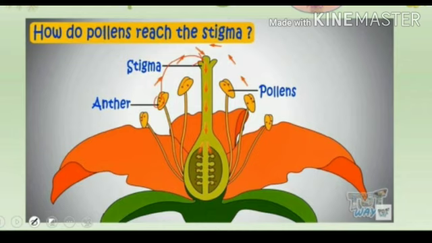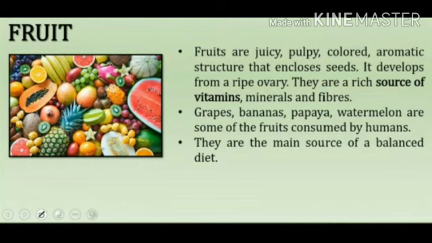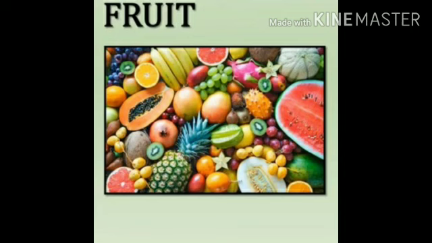Now, the last one is fruit. We will see in detail. Each fruit has its own specific characteristics. The variations in fruits are with respect to shape, color, taste, skin or shell, fleshy part and seeds, etc.